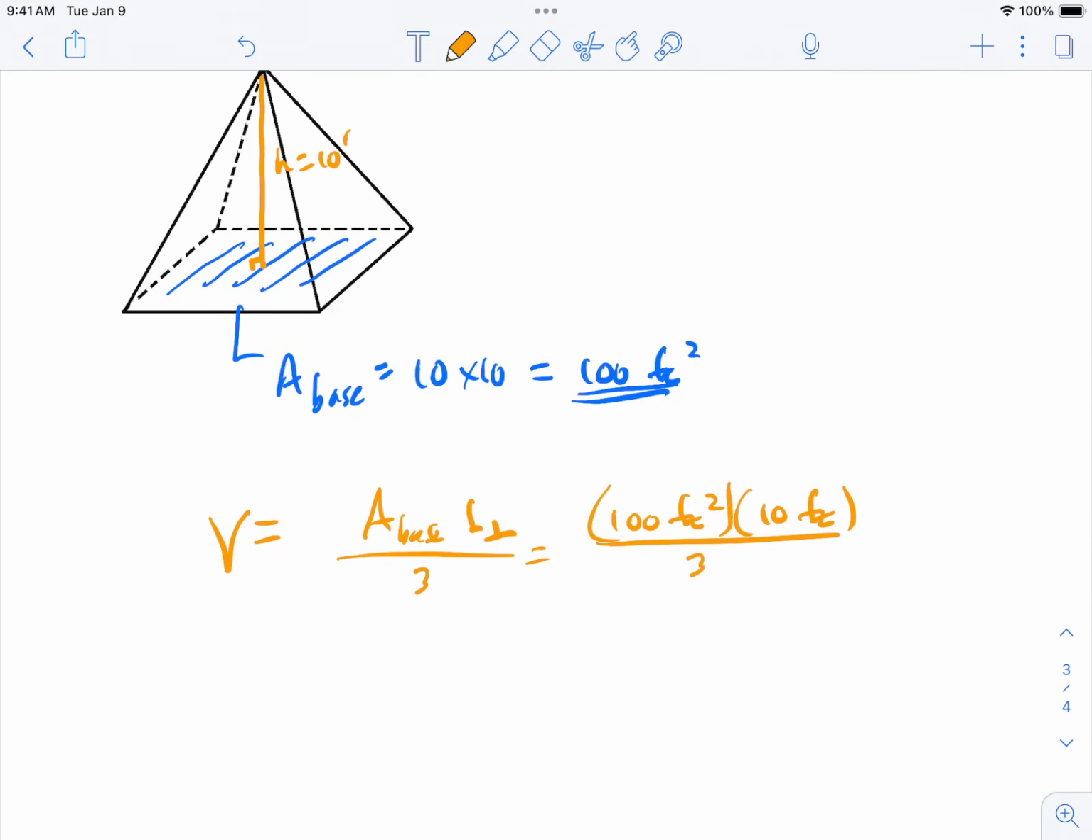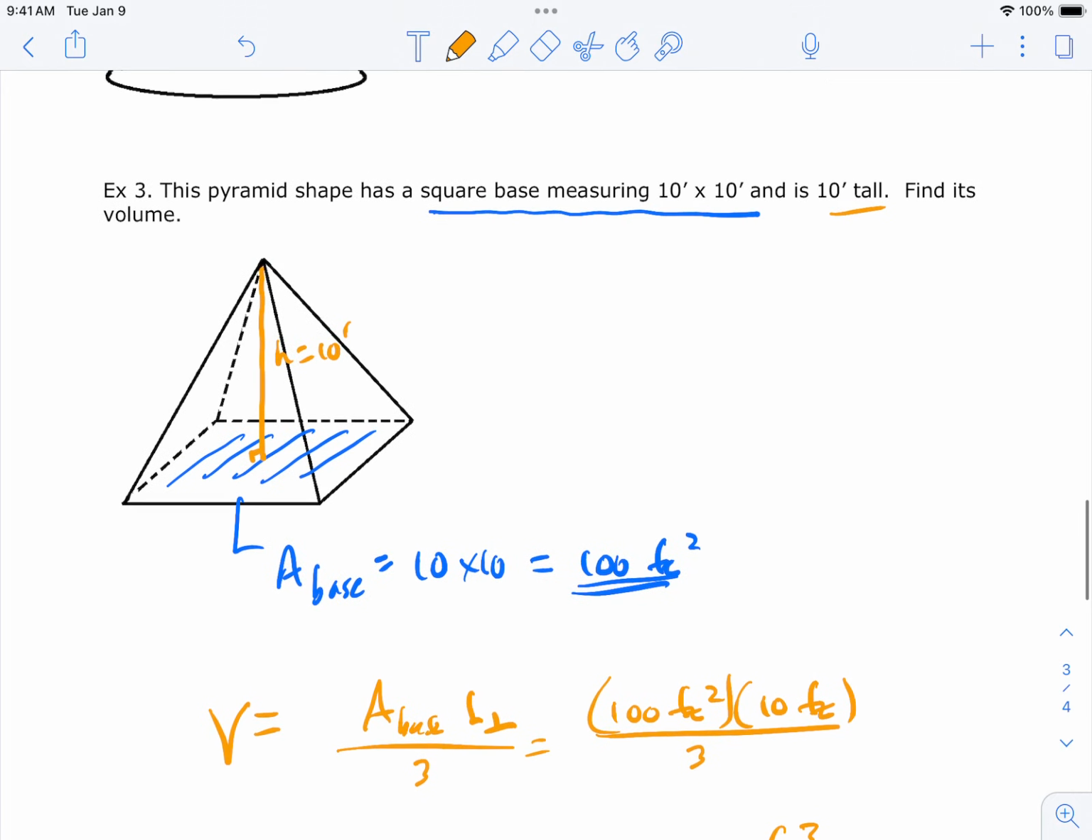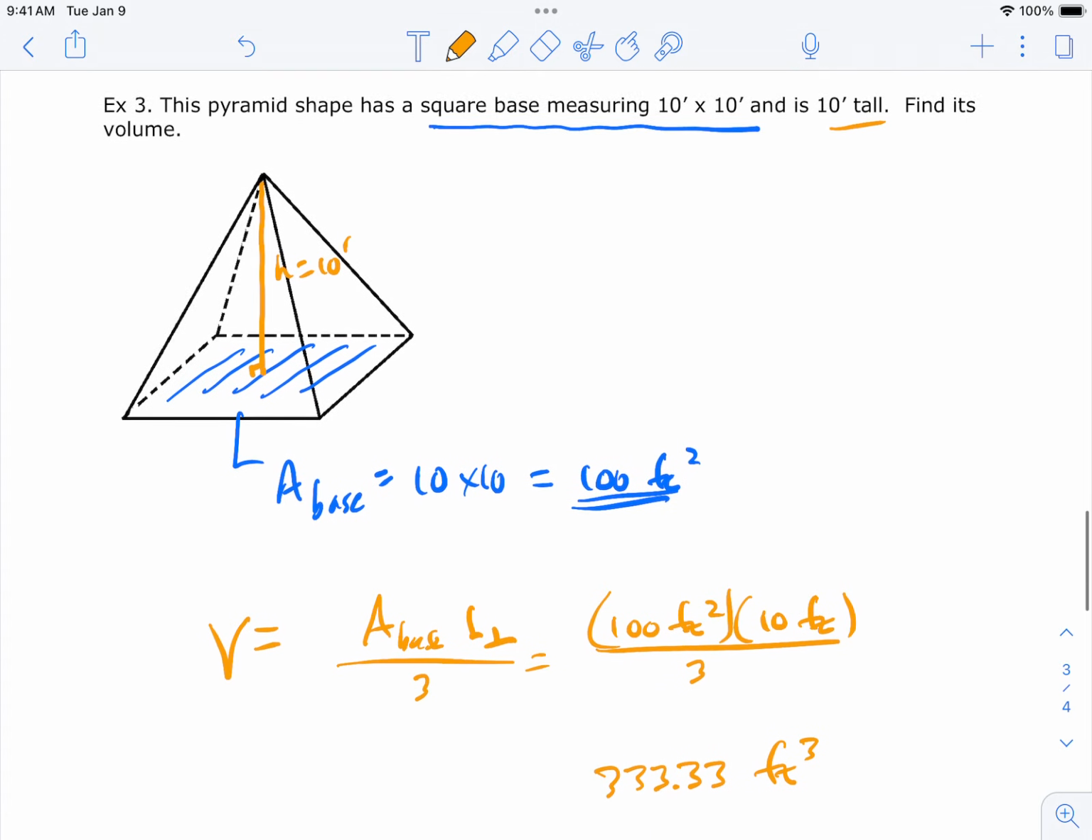You end up with 333.33, I suppose, cubic feet, because 100 times 10 is 1,000. 1,000 divided by 3 is 333.33 cubic feet. And they didn't ask for any particular units.